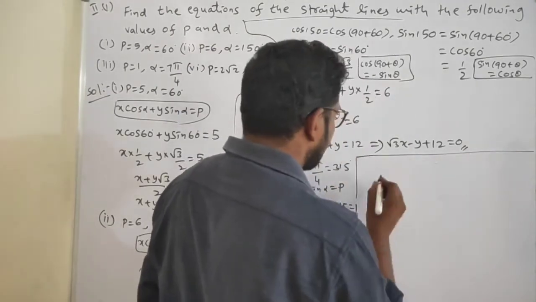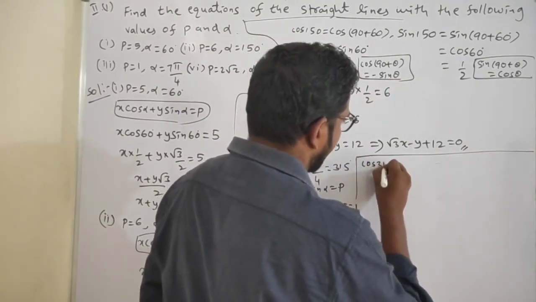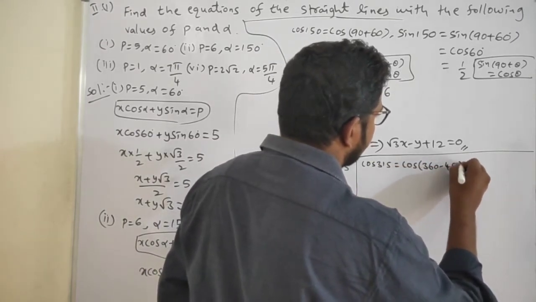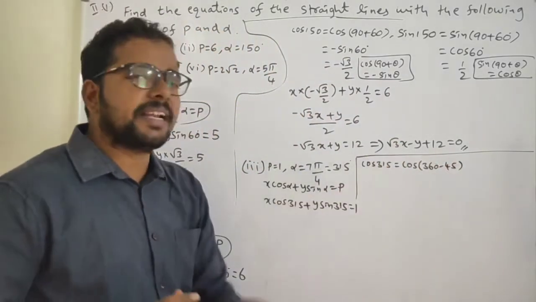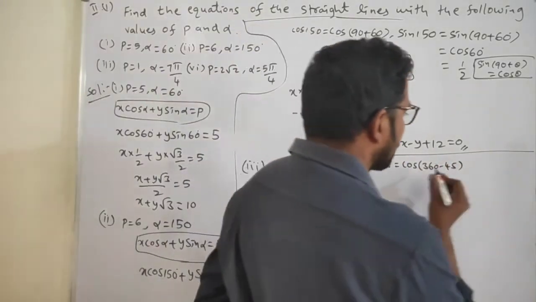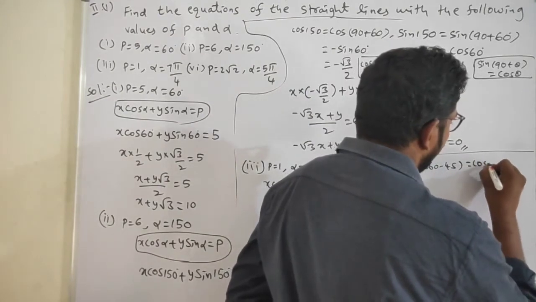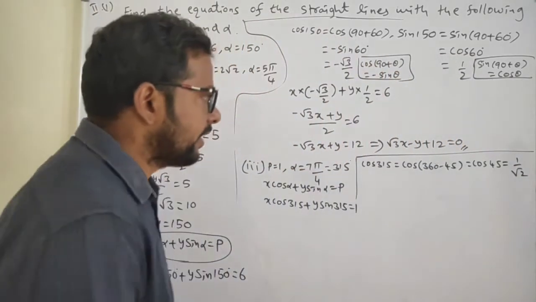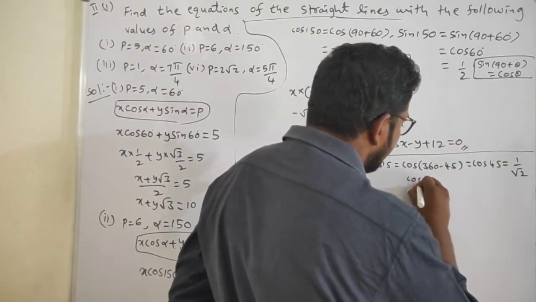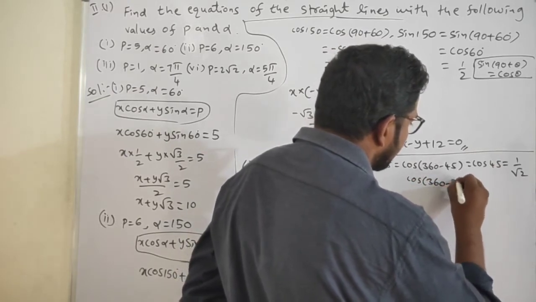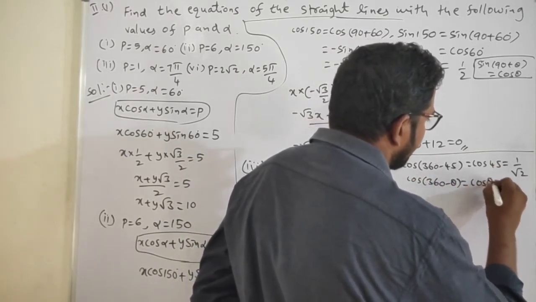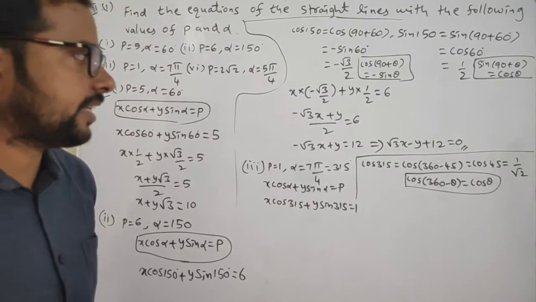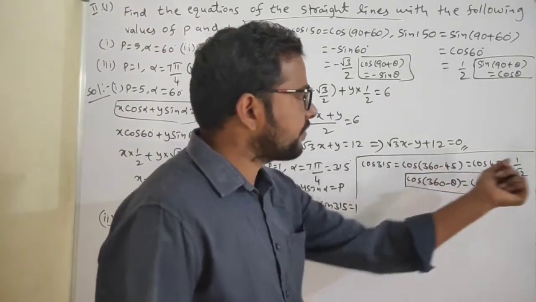cos 315 ఎలా రాయొచ్చు మనం? cos 315 is equal to cos 360 minus 45. cos 360 minus theta is equal to cos theta, so cos 45. cos 45 వాల్యూ ఎంత? 1 by root 2. అంటే ఇక్కడ ఏ ఫార్ములా అప్లై చేస్తున్నా? cos 360 minus theta is equal to cos theta, ఈ ఫార్ములా అప్లై చేస్తున్నామండి. సో cos 315 degrees వాల్యూ 1 by root 2.